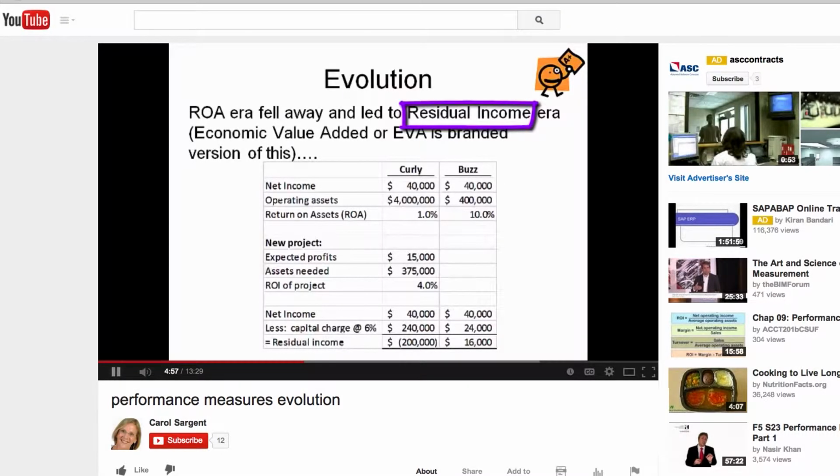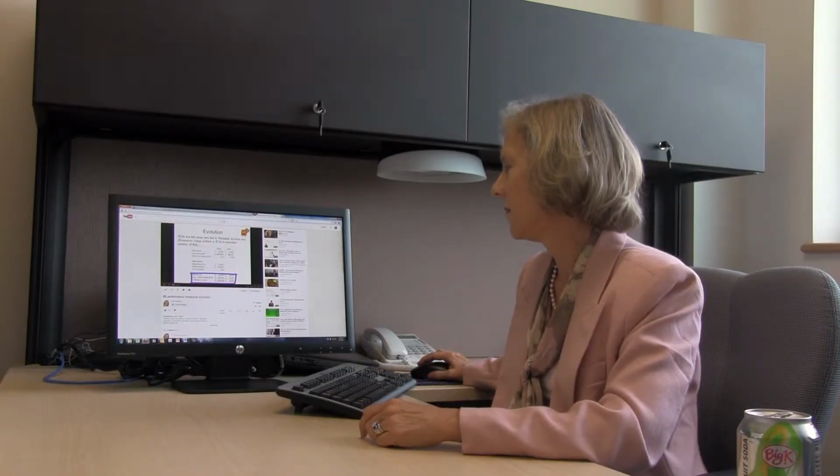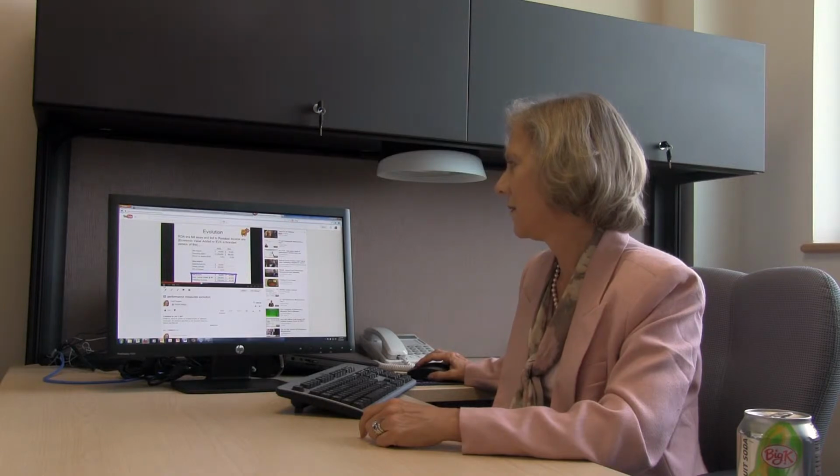Residual income is a computation that takes profits and subtracts a capital charge and says that any dollars you earn above the cost of capital or the minimum return is great and will.